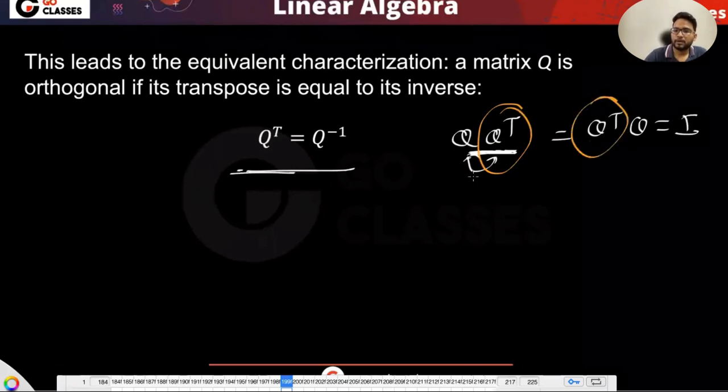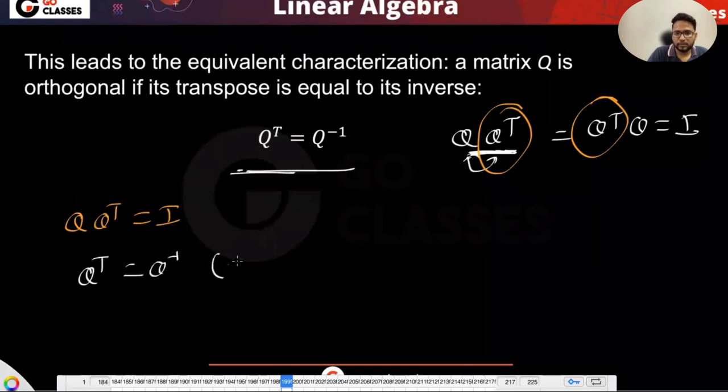Okay. So anyway, you can also multiply. From this equation, Q into Q transpose equal to identity, you can also multiply Q inverse on both sides, and then you will get Q transpose equal to Q inverse. Q inverse post multiply, pre multiply maybe. Obviously, dimensions should match, then only you will be able to multiply.